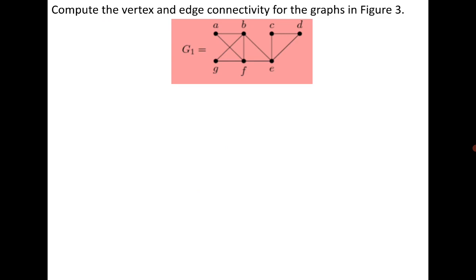The next question is we need to compute the vertex connectivity and edge connectivity of the following graph. If we think of the vertex connectivity, then every connected graph is 1-connected. But this is not 2-connected because it has a cut vertex. Therefore the vertex connectivity kappa G is equal to 1. It does not have a bridge, therefore it is 2-edge connected, but it is not 3-edge connected because there exist these two edges whose deletion disconnects the graph, and therefore kappa dash G is equal to 2.